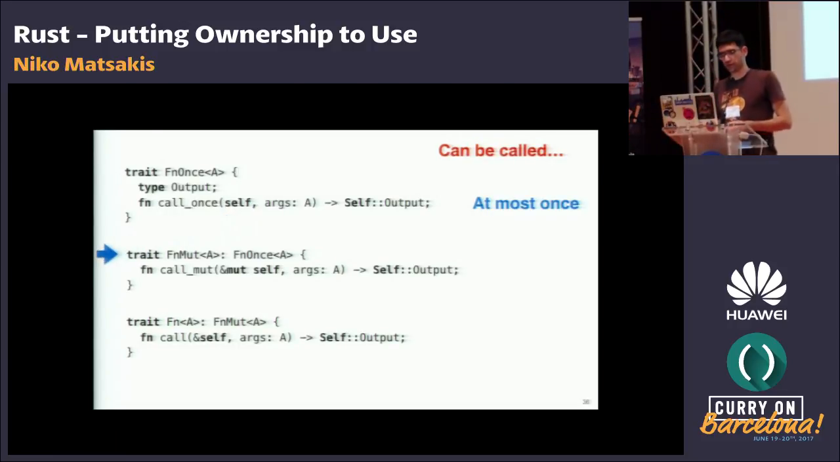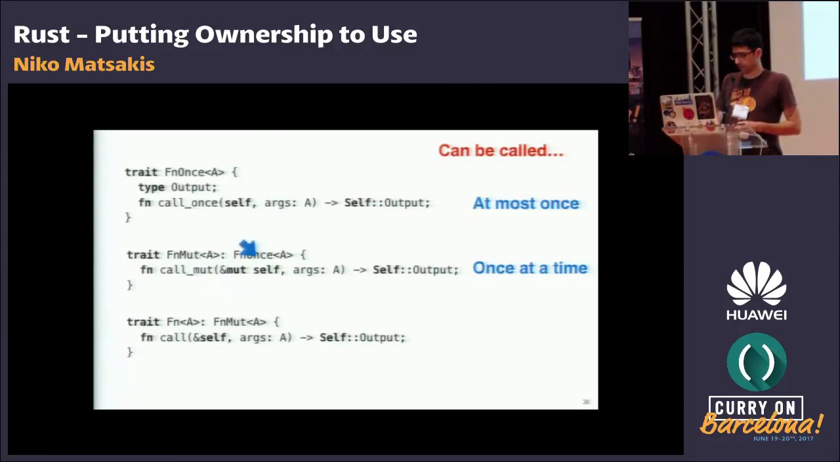The other traits go through the other modes. And so FnMut has a mutable reference, which means you can call it as many times as you want, but only once at a time, because each time you have to give a unique reference over to it, and you can't have more than one unique reference at the same time, of course.